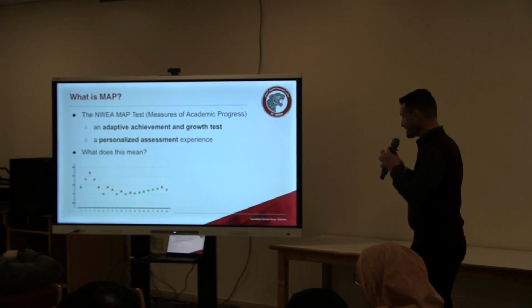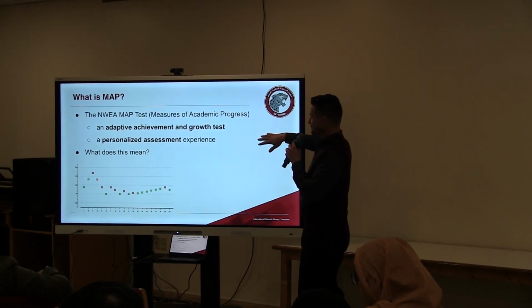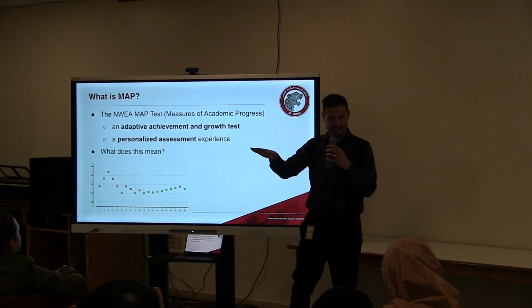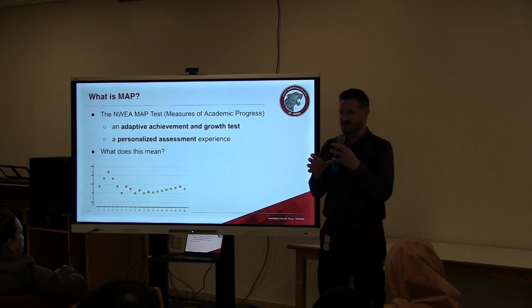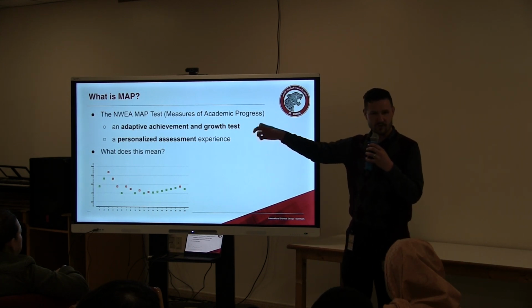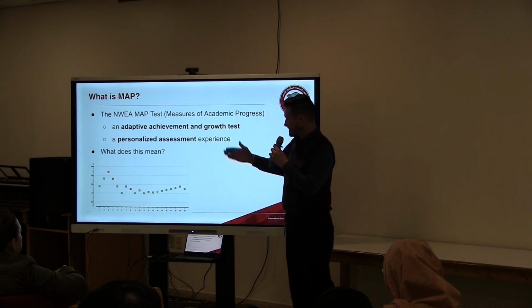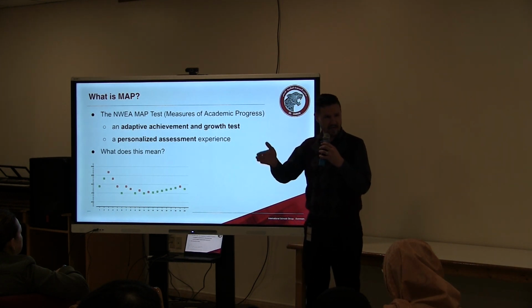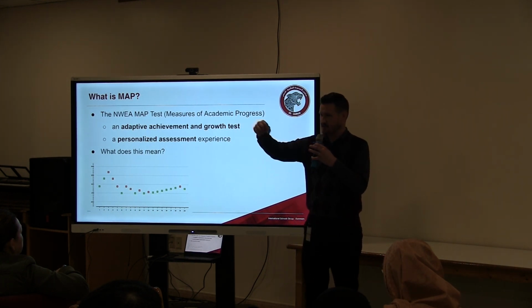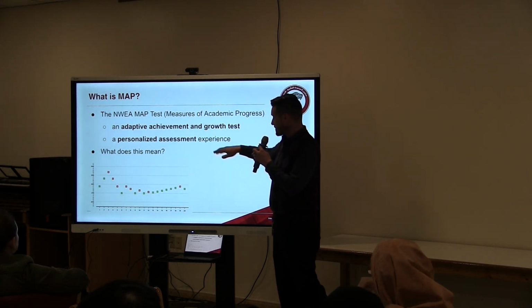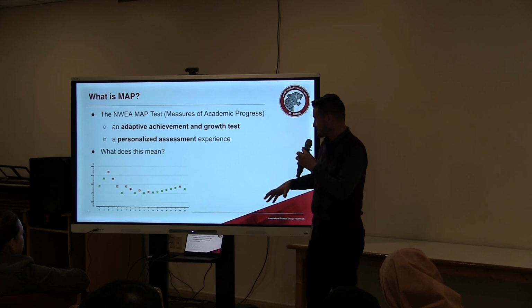So the first thing that you need to know is that MAP stands for Measures of Academic Progress. Again, this is a progress marker for your child. It is adaptive, and it will show the achievement that your child made on that test, but it will also track the growth of your child as well. And then it is a very personalized assessment experience.